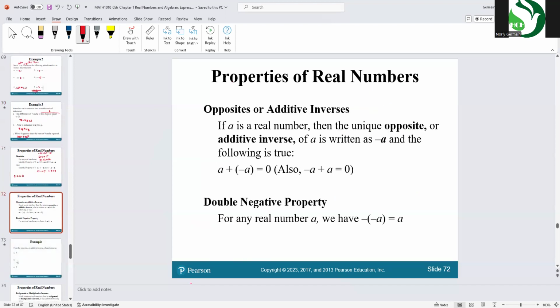We also have opposite or additive inverse. If A is a real number, then the unique opposite or additive inverse of A is written as negative A, and the following is true. So if we have A plus negative A, we said it's equal to 0. Like if we have 5 plus negative 5, for us, it's the same thing as saying 5 minus 5 is equal to 0. If I have $5 and I spend that $5, I have none.